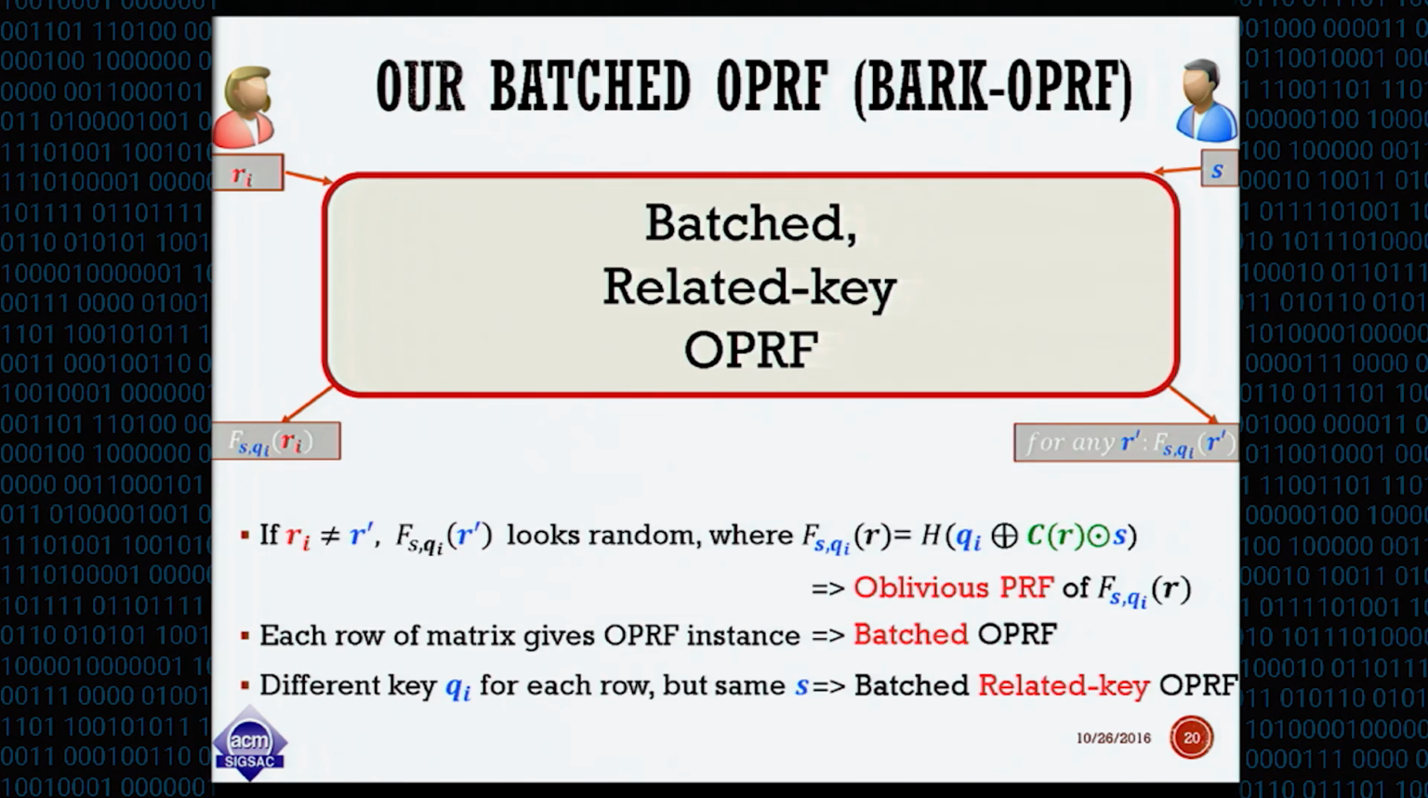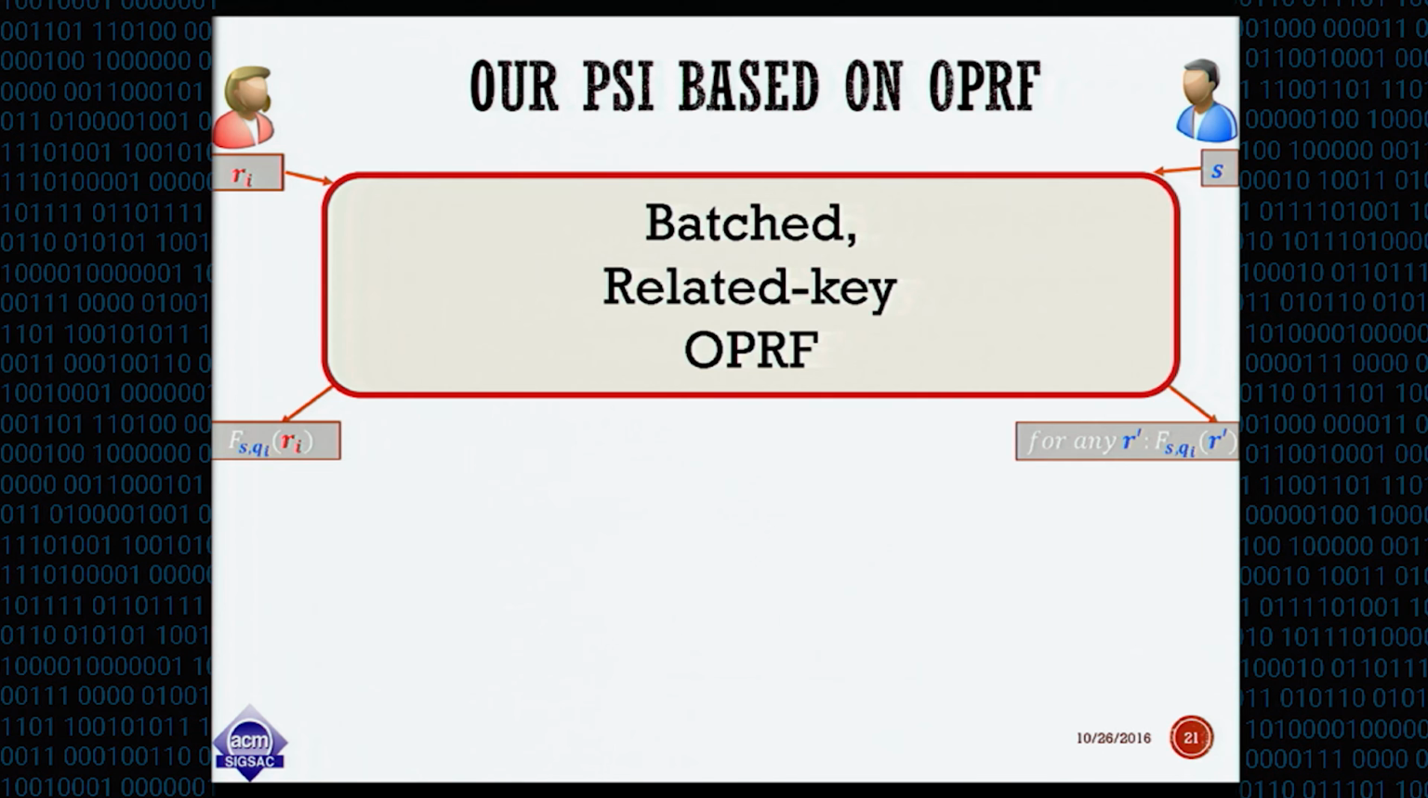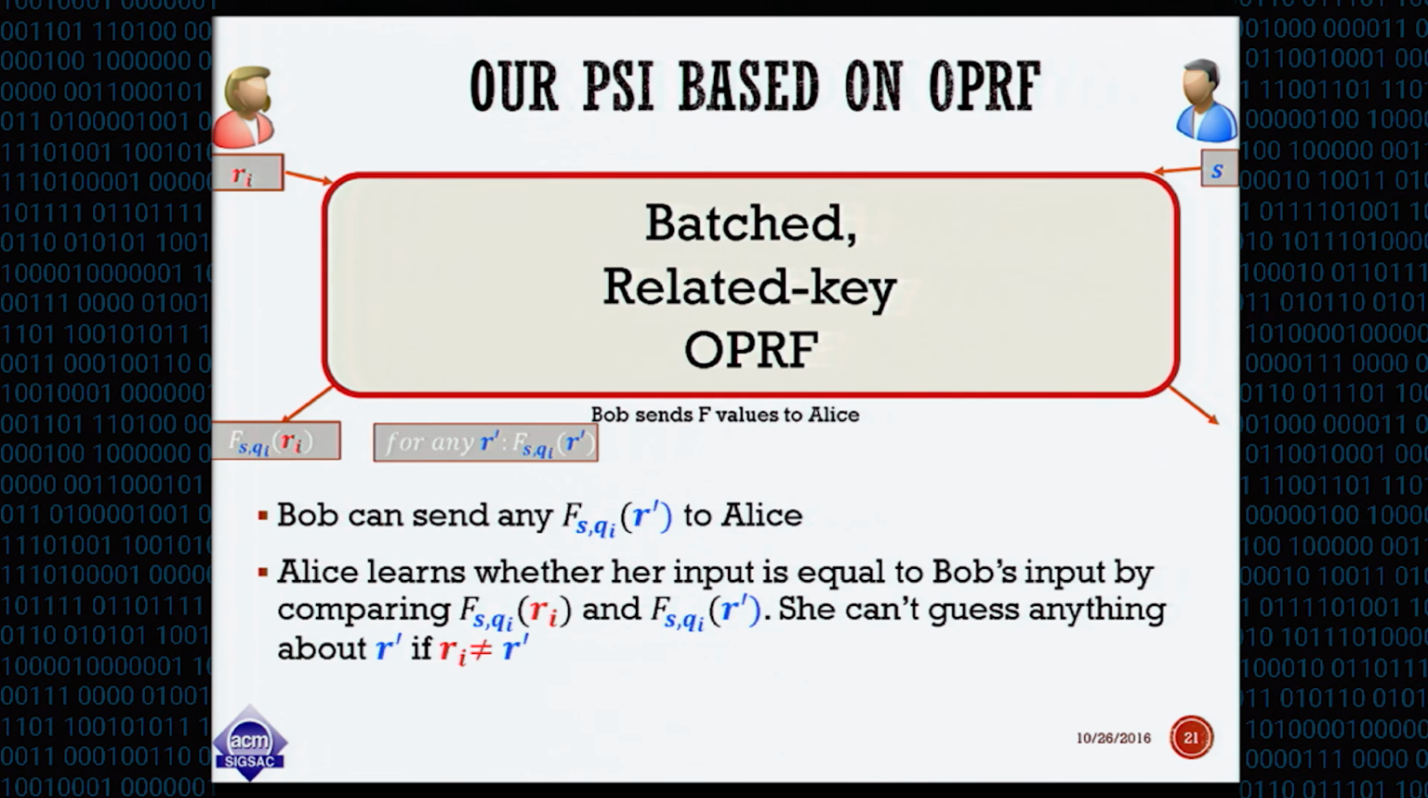So now it is easy to apply OPRF to PSI. Bob sends the F of r primes to Alex. Alex simply compares F of r_i and F of r primes and outputs whether they are equal. And if r_i is not equal to r prime, F of r prime looks random to Alex, so she cannot guess anything about r prime. So this is the private equality test.